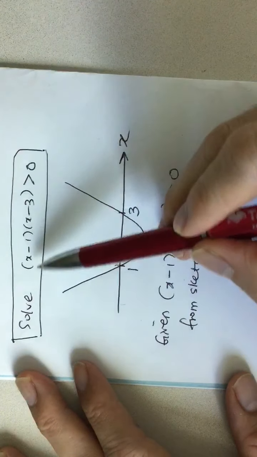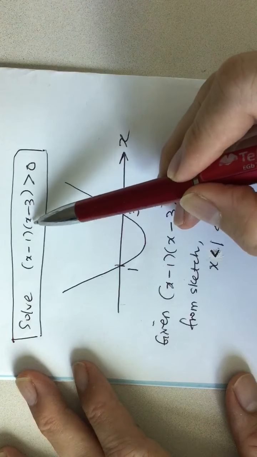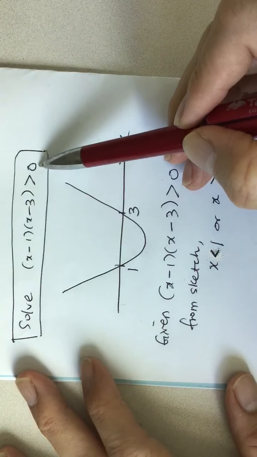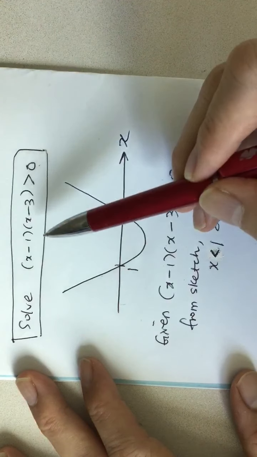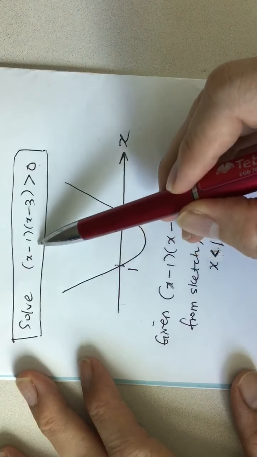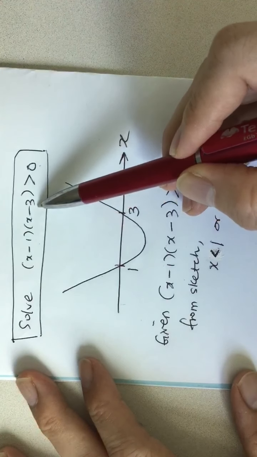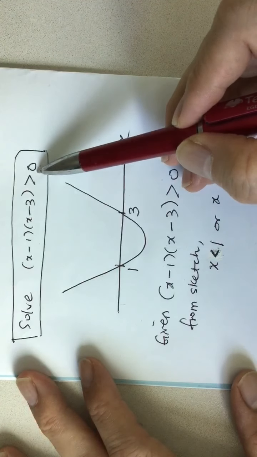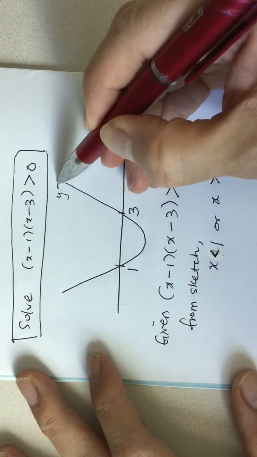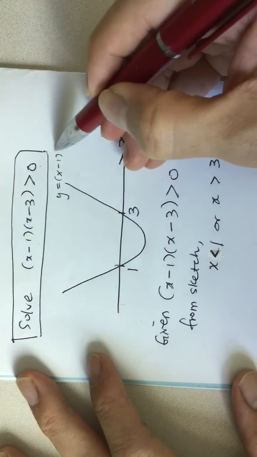Question: solve (x - 1)(x - 3) > 0. So we are asked to find the values of x for which (x - 1)(x - 3) is bigger than 0. So the steps are, first, to sketch the graph of y = (x - 1)(x - 3).